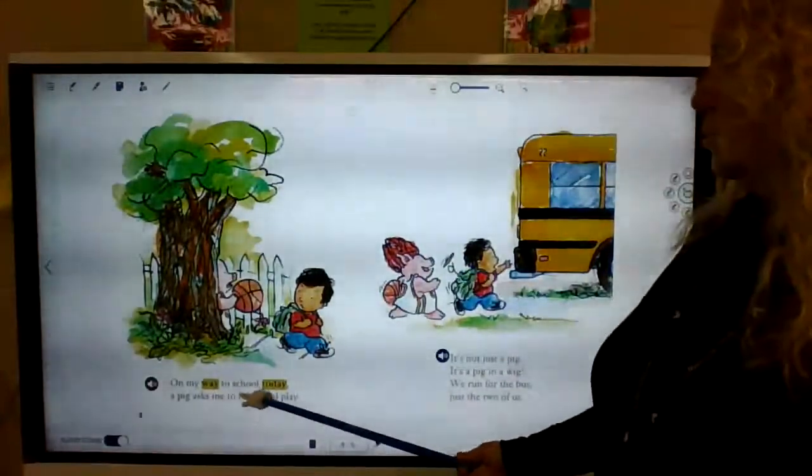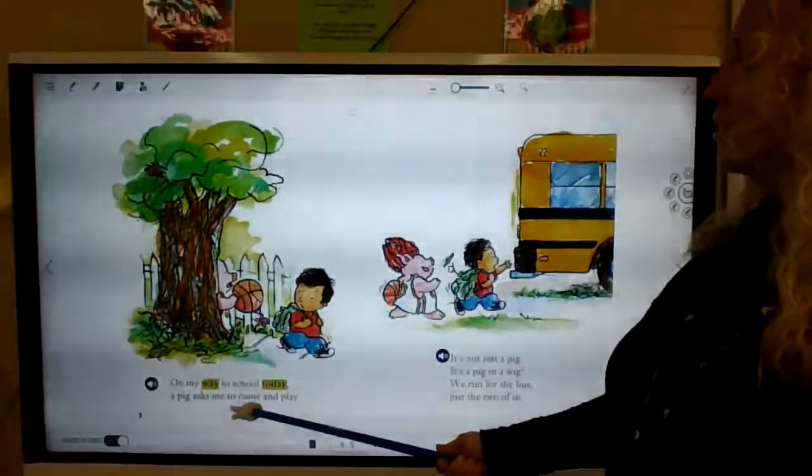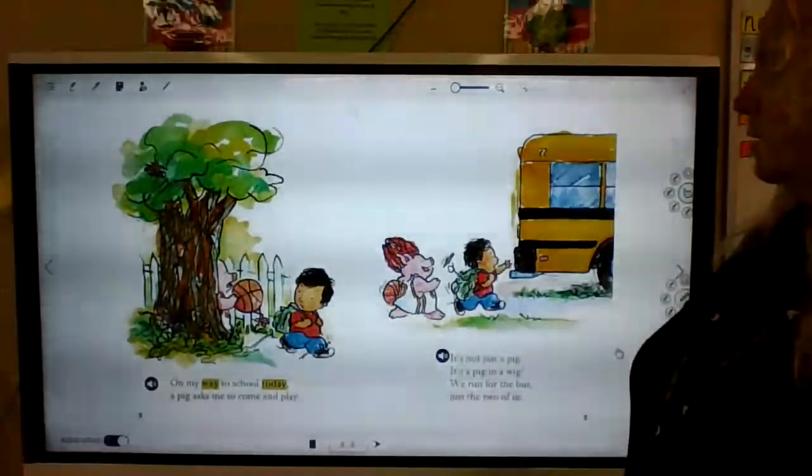On my way to school today, a pig asks me to come and play.